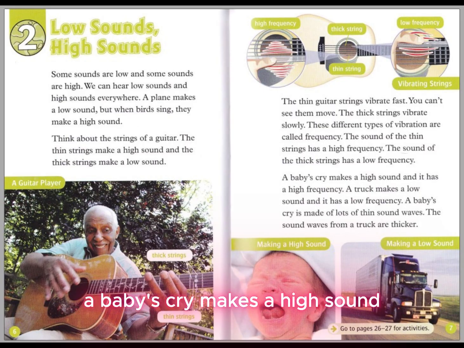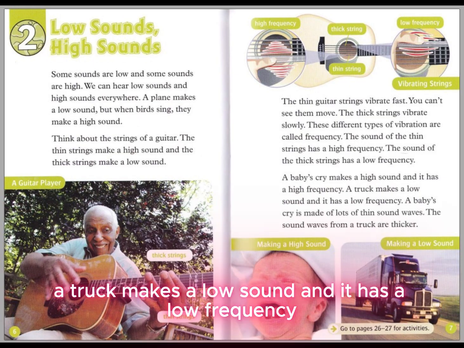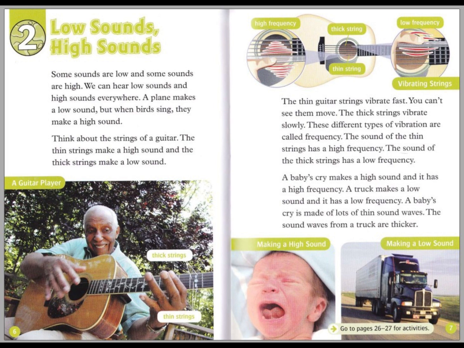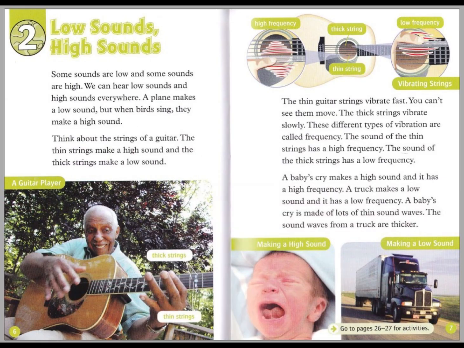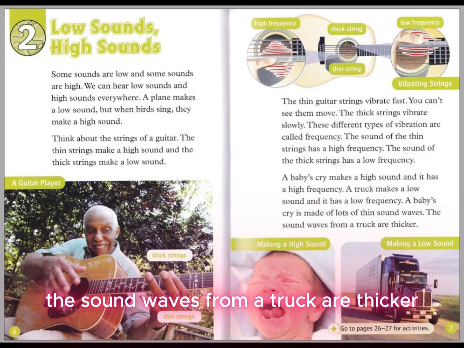A baby's cry makes a high sound, and it has a high frequency. A truck makes a low sound, and it has a low frequency. A baby's cry is made of lots of thin sound waves. The sound waves from a truck are thicker.